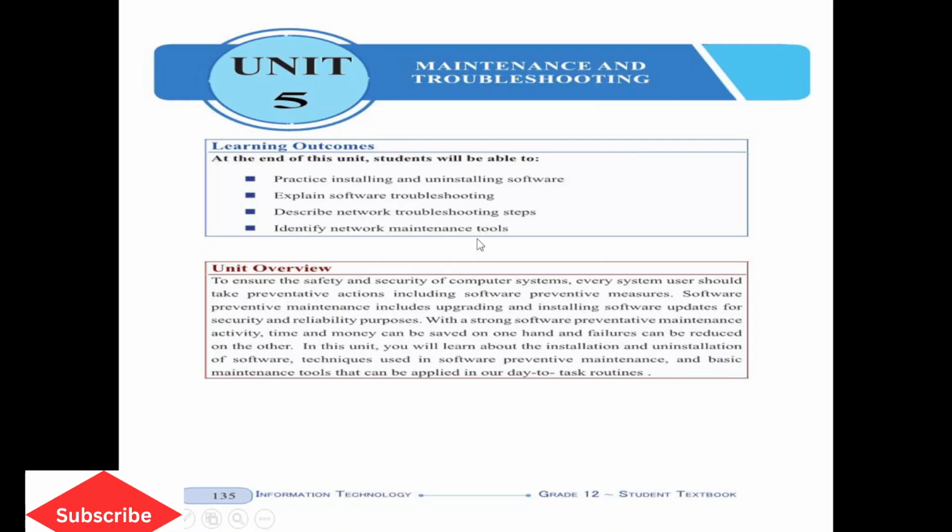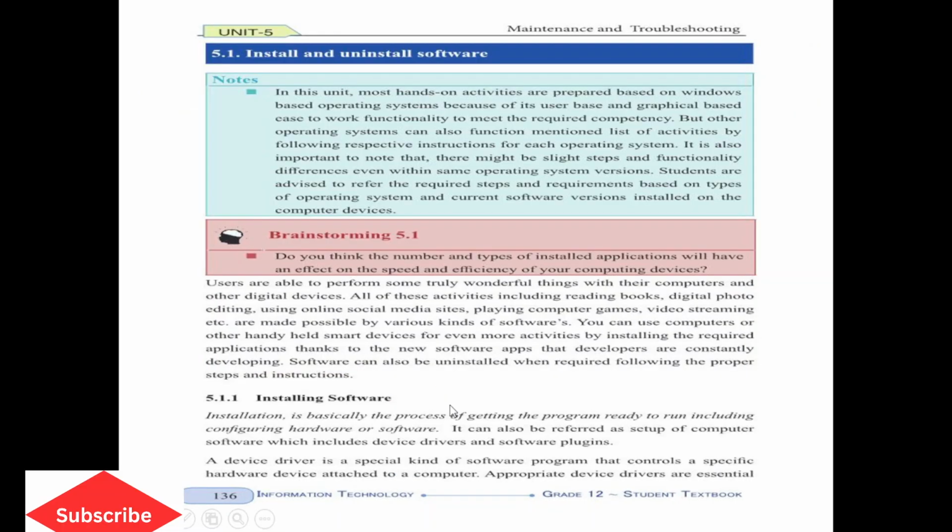That's why the objective here is to make you familiar with these skills, to give you the skill to use a specific computer properly. For instance, in this unit you learn about installation and uninstallation. When you want to install specific software, it is not necessary to go to a maintenance room. You install it by yourself, and when it is unwanted, you uninstall the software. Techniques used in software preventive maintenance and basic maintenance tools can be applied in our day-to-day routines.